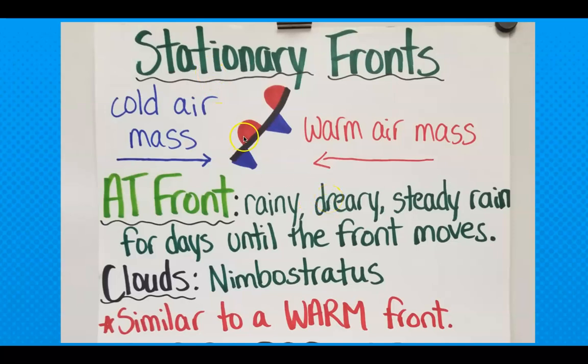What's going to happen is this front's going to stay there for a while. It's not going to move much. And it might be rainy, dreary, some steady rain for days, just like that drizzle that just doesn't stop for days. This is going to be more similar to a warm front that just lasts longer because there's not severe weather associated with stationary fronts. It's just that constant kind of dreary days with just lots of steady light rain.